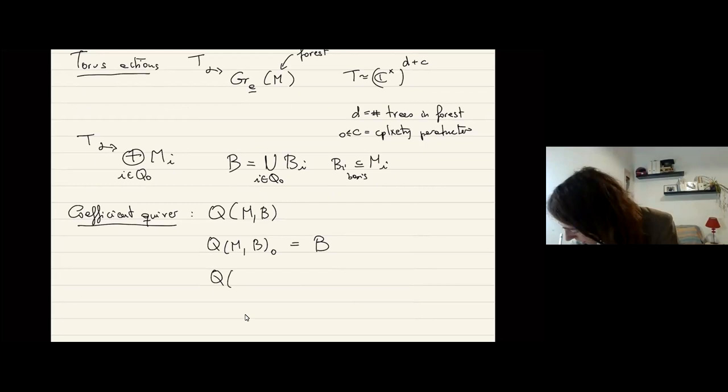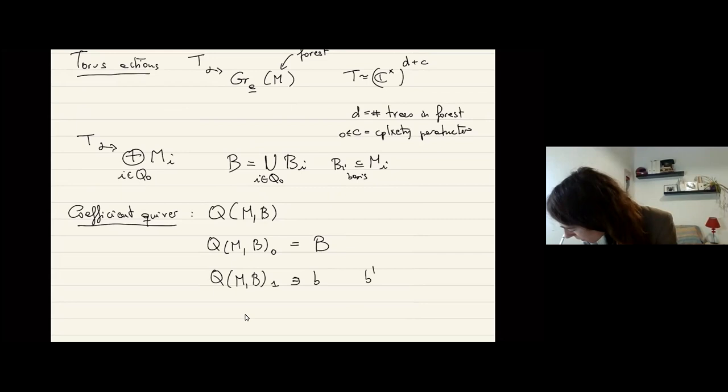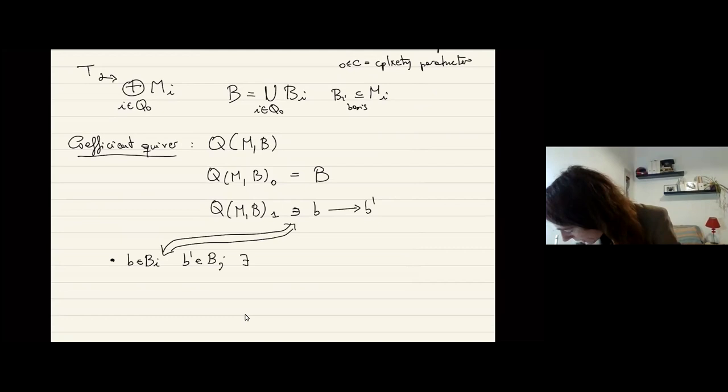And then the set of edges. Well, we have two elements of our basis, and now we have an edge among them if and only if, well, their elements are in the basis, so they will belong to some B_I and B_J, okay? And then I and J are related, so are connected in my quiver.